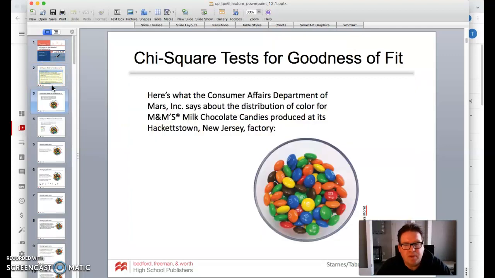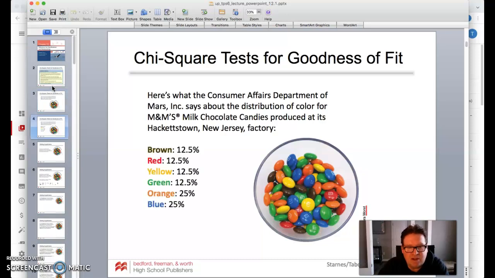As we're going, here's an interesting problem. The Consumer Affairs Department of Mars Incorporated says that the distribution of color for its M&M's milk chocolate candies produced at its Hackettstown, New Jersey factory is as follows. Okay, so it looks like we have a little bit more orange and blue and the rest are kind of there. So let's get those percentages.